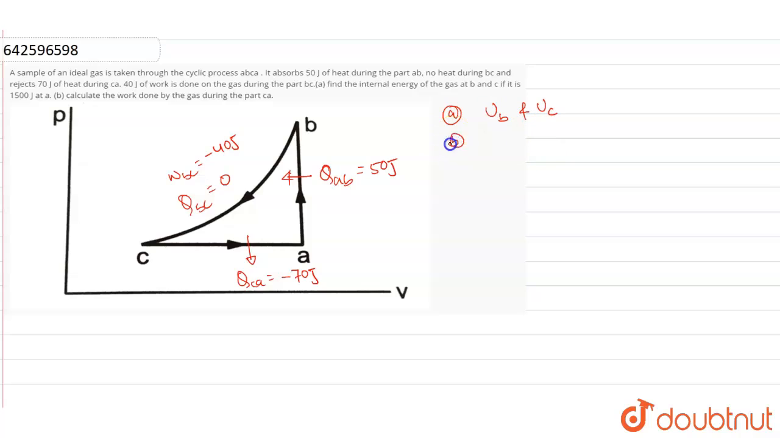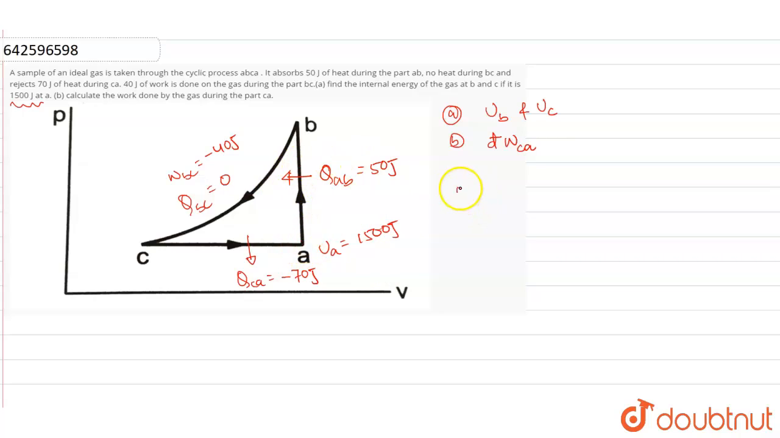In the second part, we have to calculate the work done by the gas during the part C to A. So we have to calculate the work done in the part C to A. Further, we have been given the value of internal energy at point A as 1500 joules. So the value of internal energy at point A is 1500 joules.